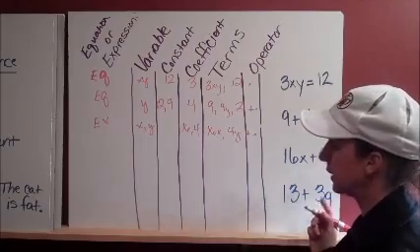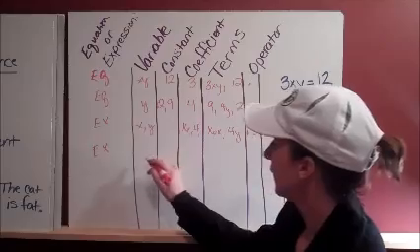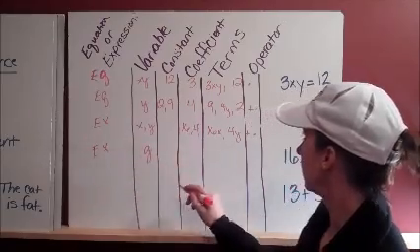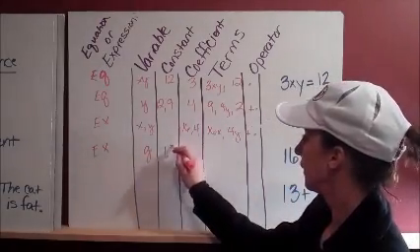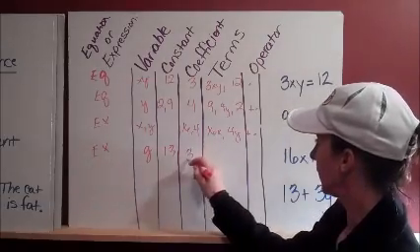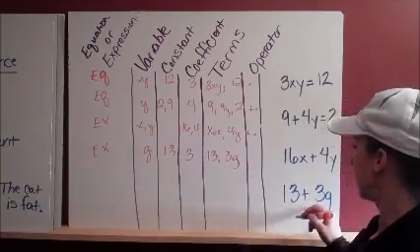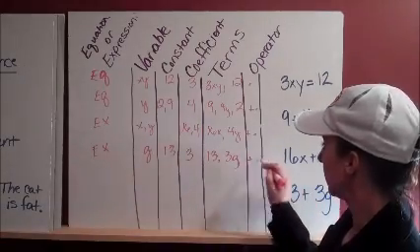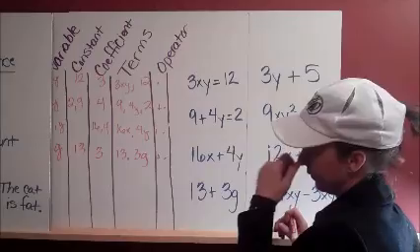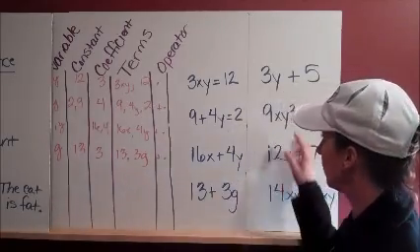13 plus 3g. No equal mark means expression. Variable, g. Constant, 13. Coefficient, 3. Terms, 13, 3g, plus, and multiplication. You should have your chart drawn from the last one. Show what you know and fill in the chart.